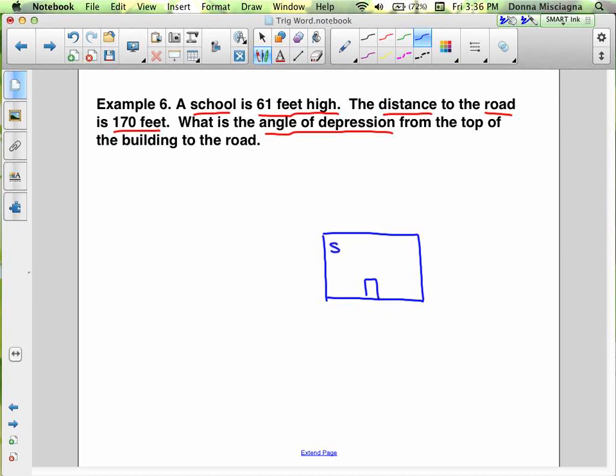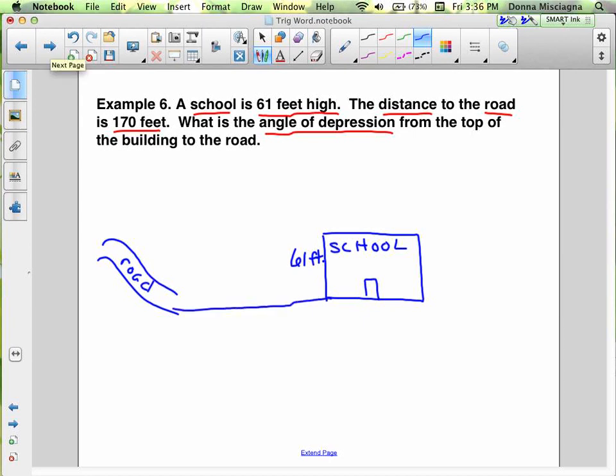So here we have the school. It says a school is 61 feet high, so that 61 must go on the school. The distance to the road, I guess we need a road. Here's our road. So the distance to the road is 170 feet.